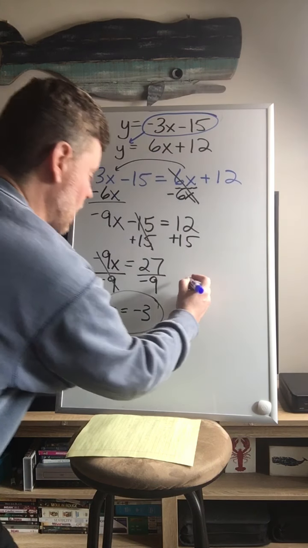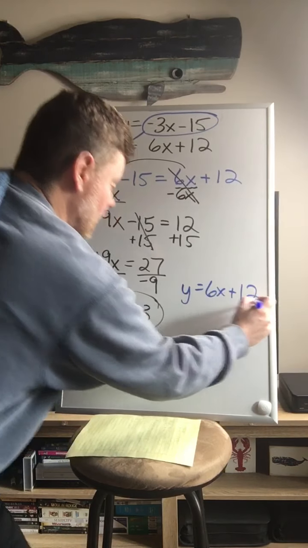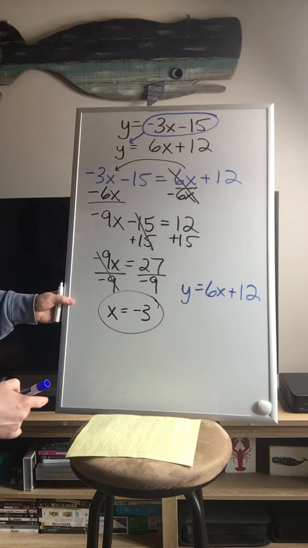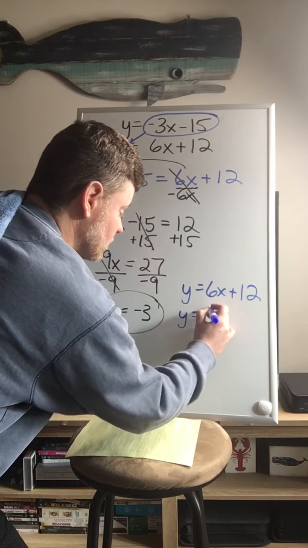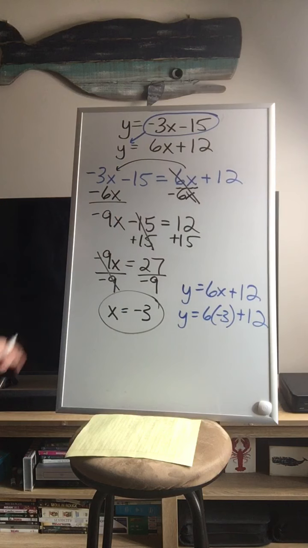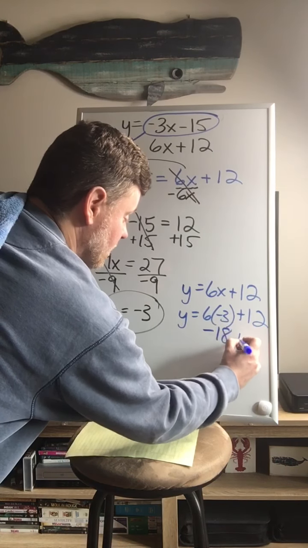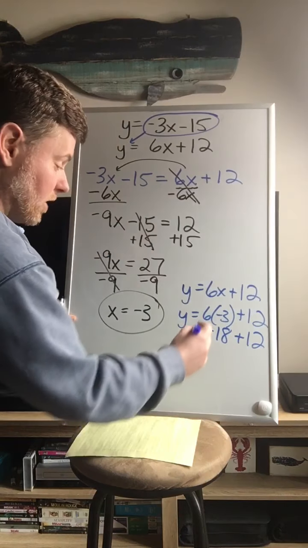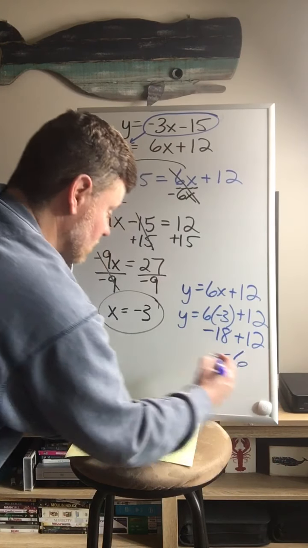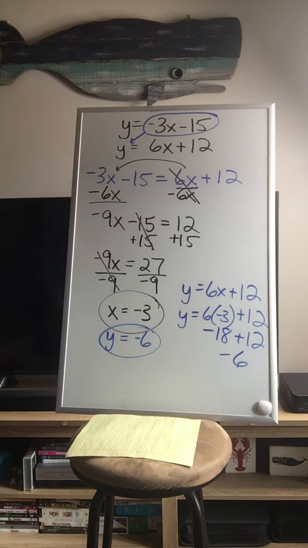So I'm going to say the bottom equation, y equals 6x plus 12. And I'm going to plug negative 3 in for x. So y equals 6 times negative 3 plus 12. And figure out what y is. So 6 times negative 3 is negative 18 plus 12. So it looks like y is equal to negative 6. So y is equal to negative 6. And that's your complete answer. X is equal to negative 3, y is equal to negative 6.